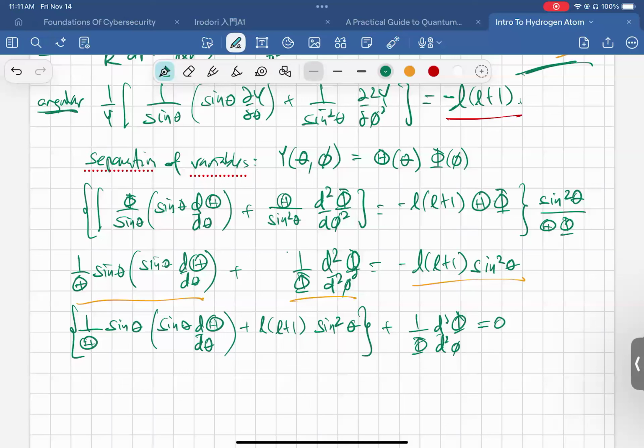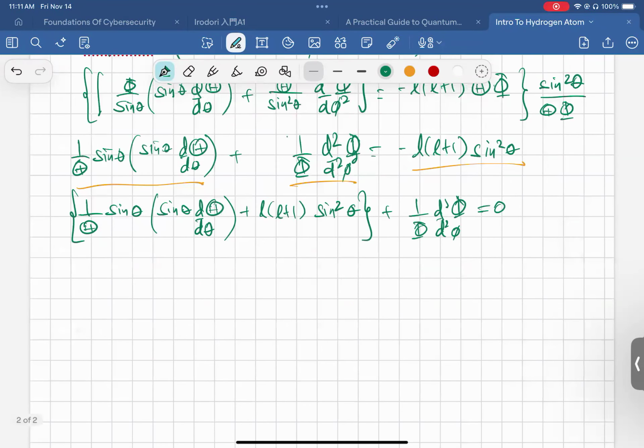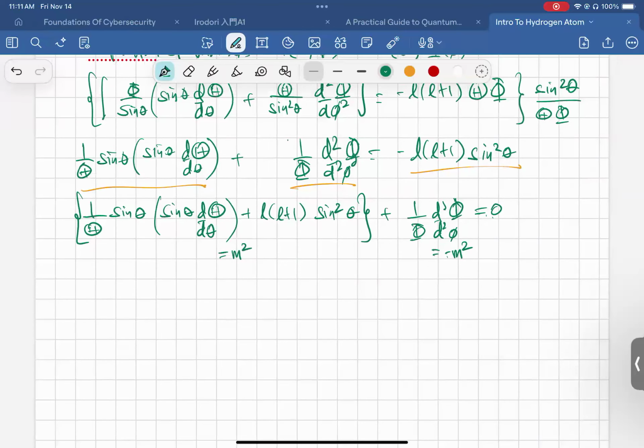As we do in separation of variables, we equate each of these to a constant, and the constant we equate them to is m squared. It will become obvious why that is the constant we use. So we equate this to m squared and this one to negative m squared. Remember that their sum should be 0, so that is negative m squared.